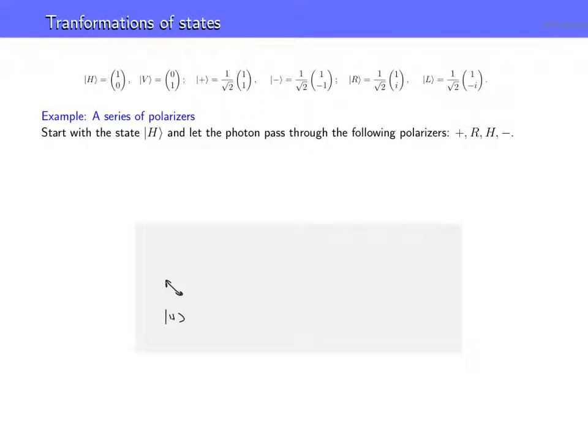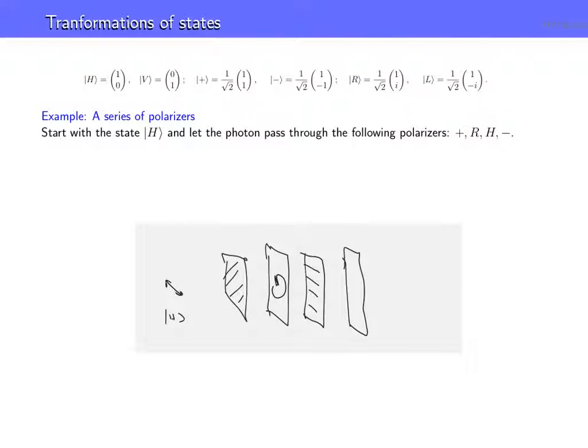And then we're going to send it through a plus polarizer, which is plus 45 degrees. Then we're going to send it through a right circular polarizer, which I'm going to represent like this. And then we're going to send it through an H polarizer. And as we know from our optics course, we're going to get something out of here because none of these directions are orthogonal in sequence, which is important.